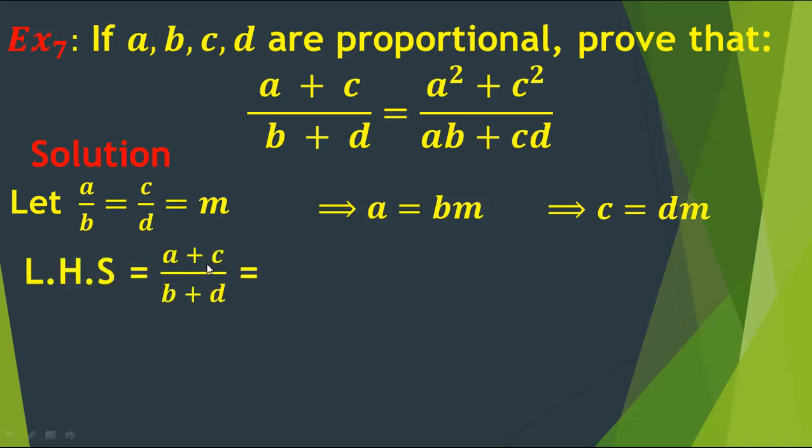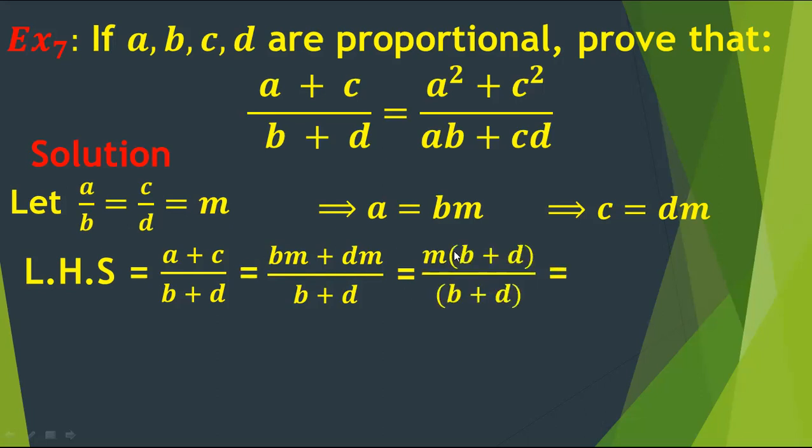Take the left hand side and right hand side. Left hand side: A plus C over B plus D, substitute BM plus DM over B plus D. Then take M as common factor: M times (B plus D) over B plus D. We can cancel the bracket up and down, B plus D divided by B plus D. Then the final result equals M.